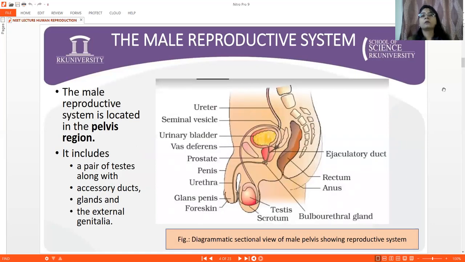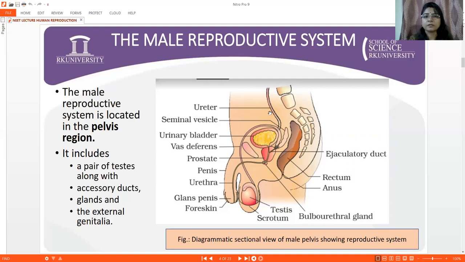Now I'll deal one by one in detail with the reproductive systems. The first one is the male reproductive system. The male reproductive system is located in a specific region called the pelvic region, and it includes a pair of testes along with the accessory ducts and glands and the external genitalia. This is a figure which gives the information of the whole reproductive system of the male.